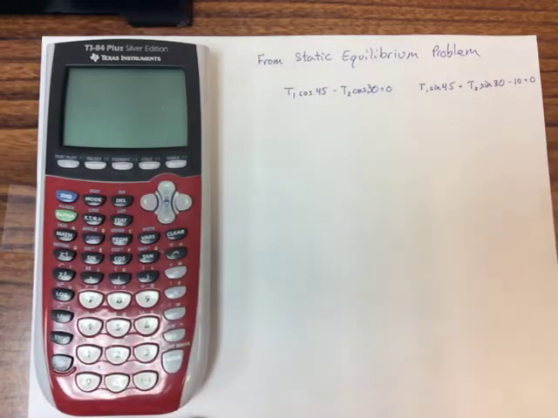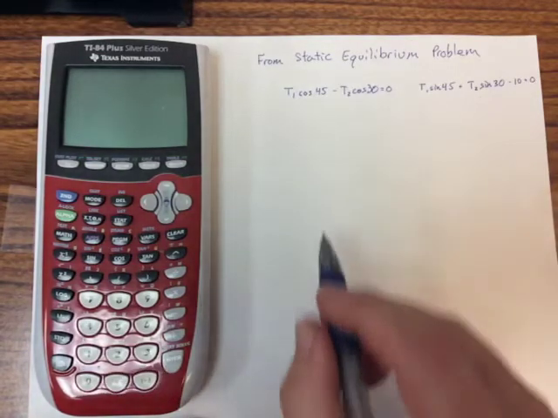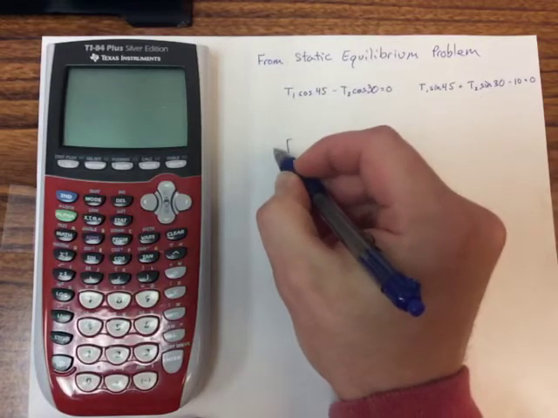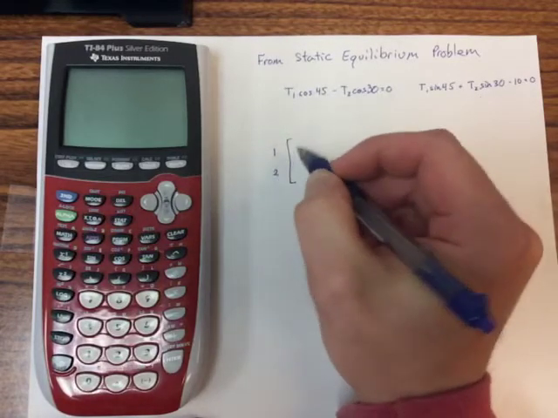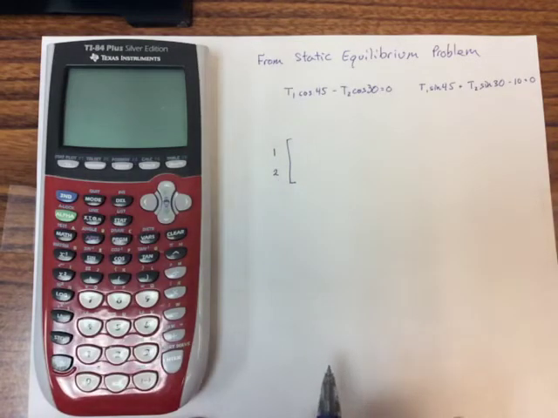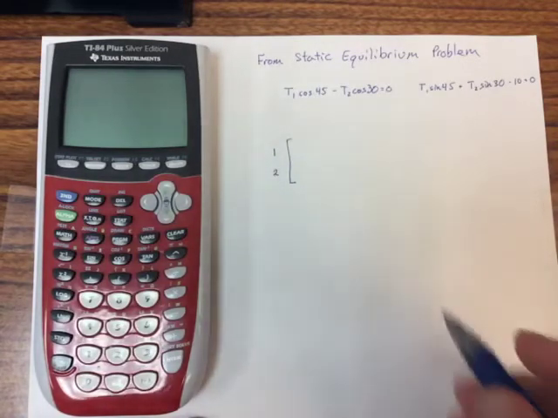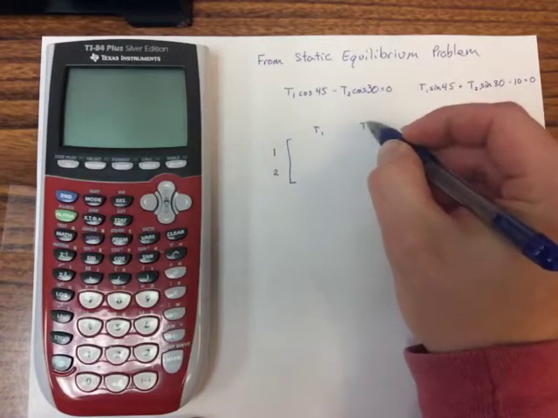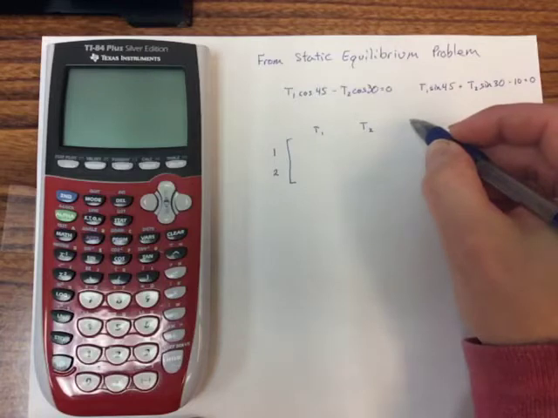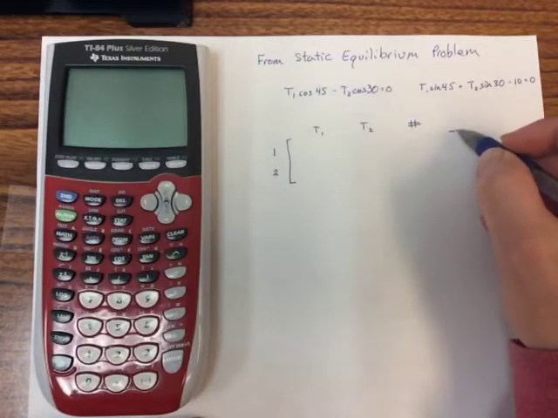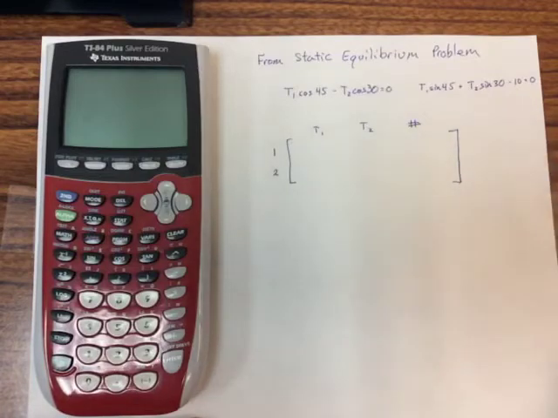Then I need to know how to set up a matrix. So when you set up a matrix, you're going to have the number of rows equal to the number of equations. So I have two equations, so I'm going to have two rows, one for each equation. The number of columns is determined by the number of variables you have. So I have T1, I have T2, and then I need one more column for any numbers I have that don't have a variable associated with them. So in this case I'll have three columns.